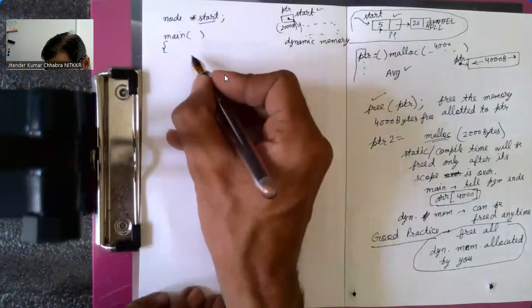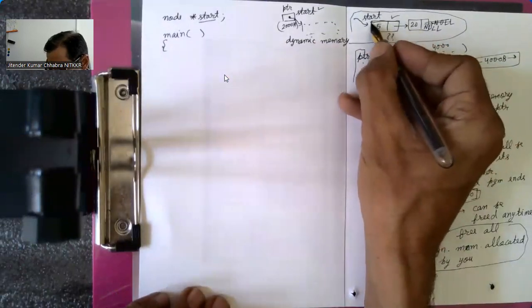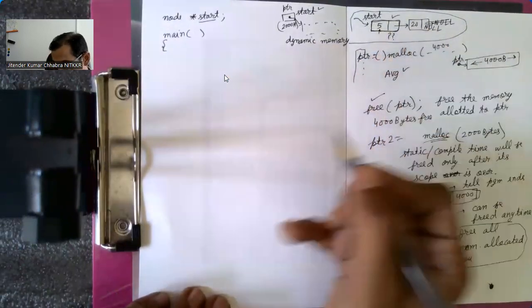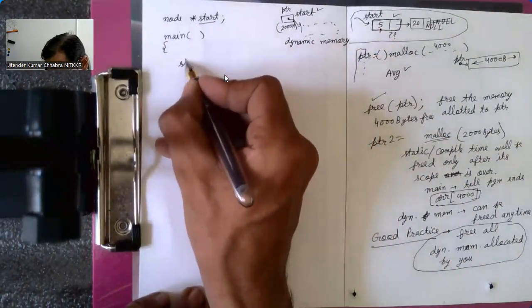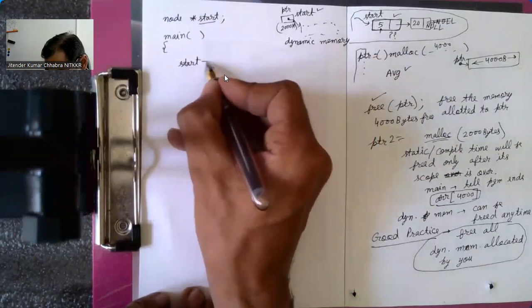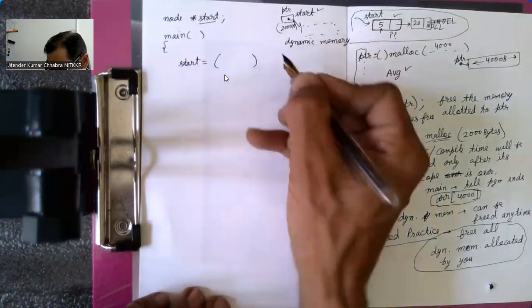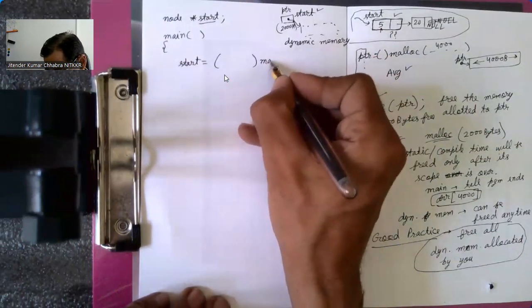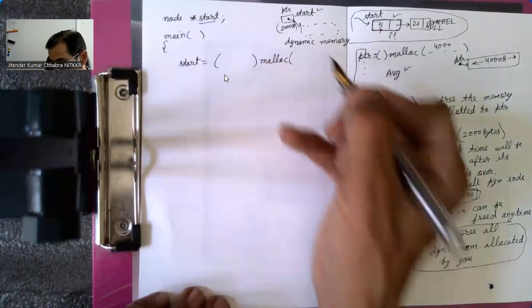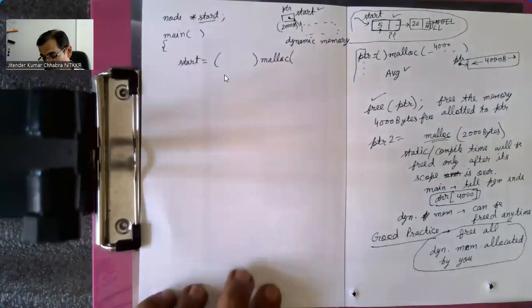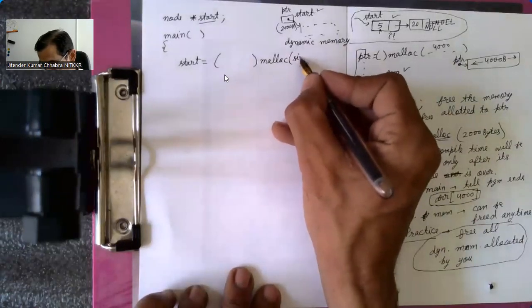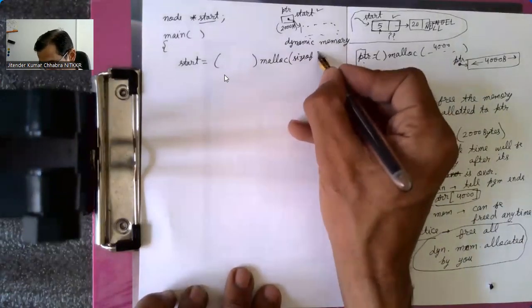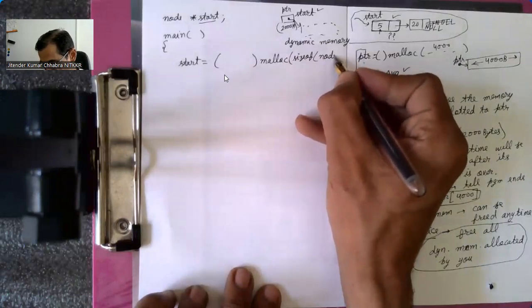So how to create? I will say this node must exist, and dynamic memory will be the easiest way to do it. So the first statement which I will require will be start equal to some typecasting to be done and malloc. Malloc how much? I need one node only. So I will say one, or nothing needs to be written, but the sizeof will be a must. Sizeof a node.